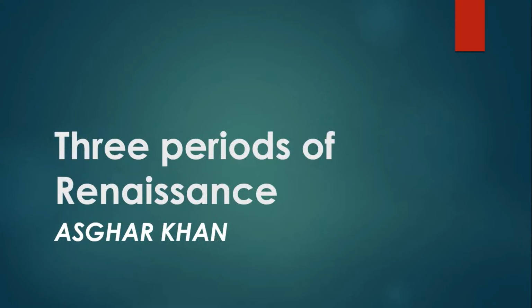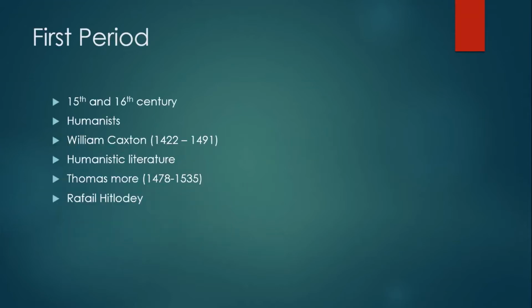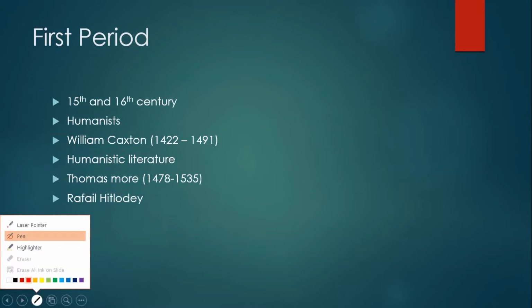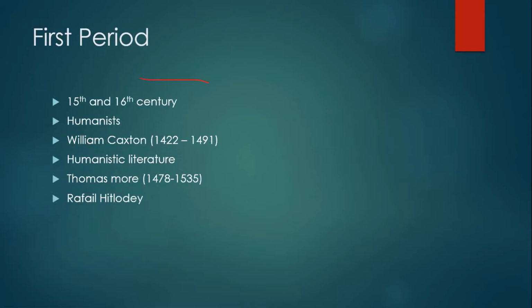We've already talked about Renaissance and its historical background. Today, we'll be talking about the three periods of Renaissance, right? The first period covers the end of 15th century and the first half of 16th century, right?